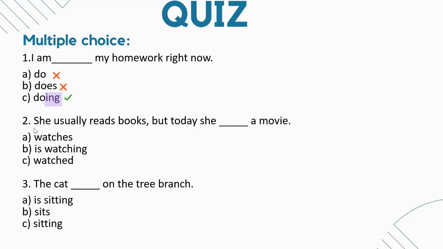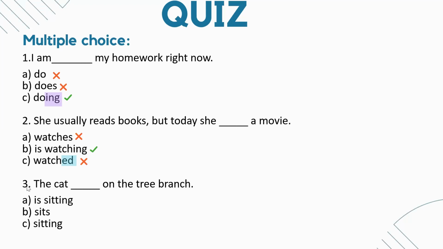Number 2, she usually reads books, but today a movie. A, watches, simple present tense, so that's not correct. C, watched, it ends in ed, so this is past tense. Past tense, so our correct answer is B. She is watching a movie.